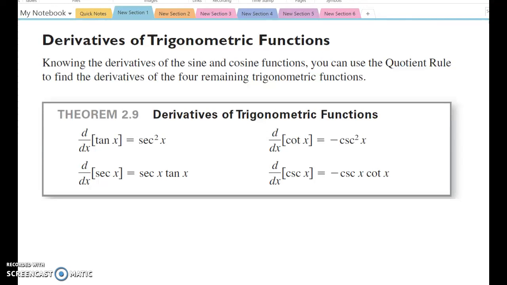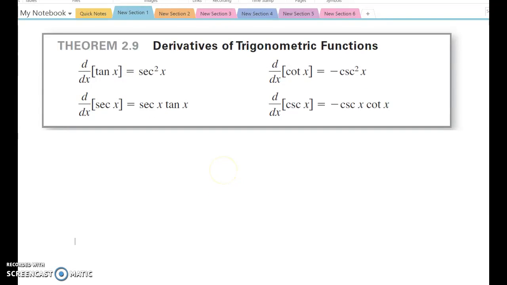Derivatives of trigonometric functions. Before, we were only talking about the sine and cosine derivatives. But based on those, we can find the other trigonometric functions' derivatives. As you see in this description, we can use the derivatives of sine and cosine to find the derivatives of the 4 remaining trigonometric functions.